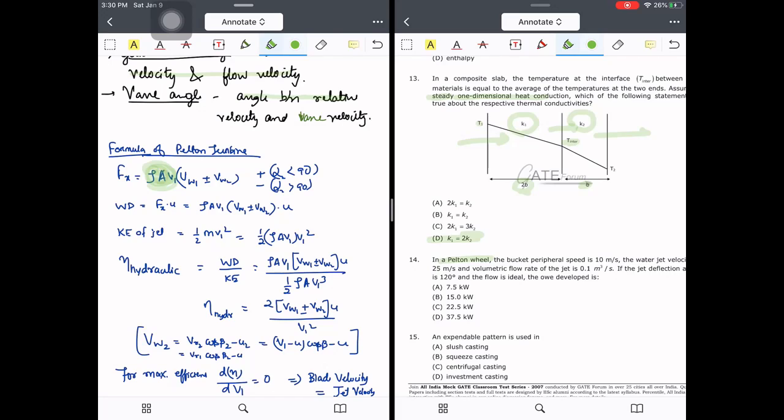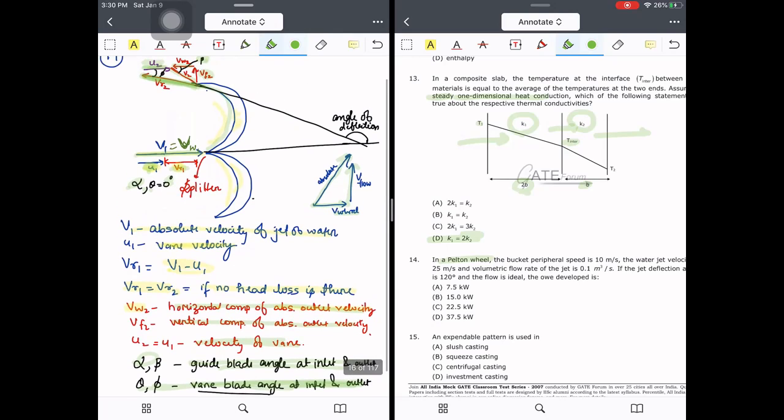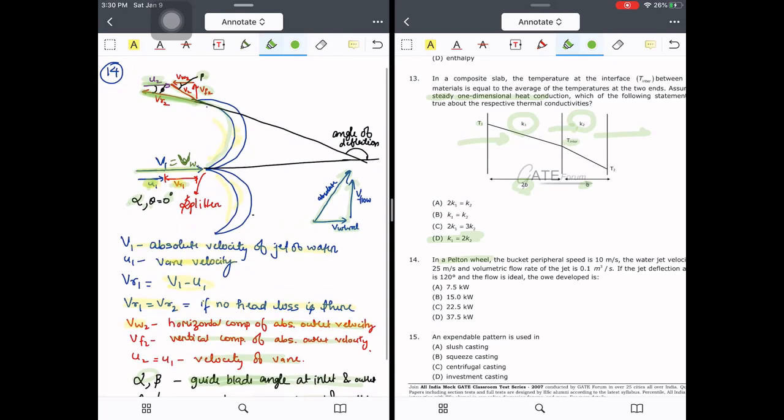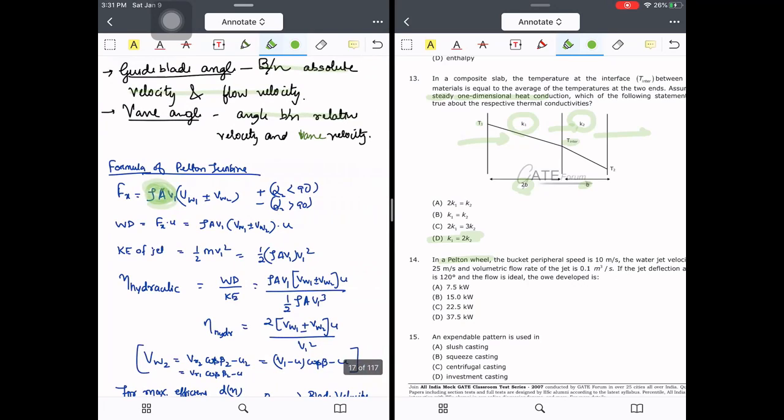Okay, horizontal absolute velocity. So Fx is equal to rho a v1. This is nothing but the mass, and force is nothing but the change in impulse, so the same formula has been applied here. Rho a v1 is the mass that is impinged right now, times vw1 plus or minus vw2. So when alpha is less than 90 degrees, it comes under plus, and when alpha is greater than 90 degrees, it comes under minus. So where is alpha? The guide blade angle is nothing but alpha. So you see here alpha and beta. These are the things that we come across.